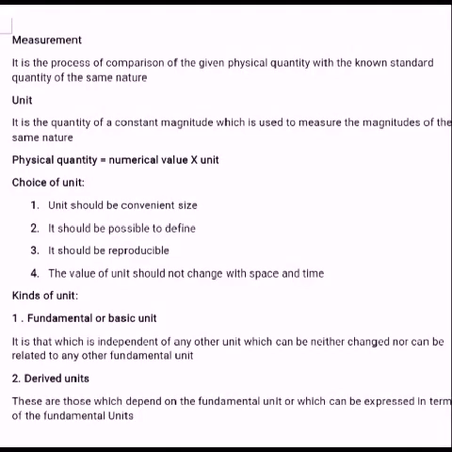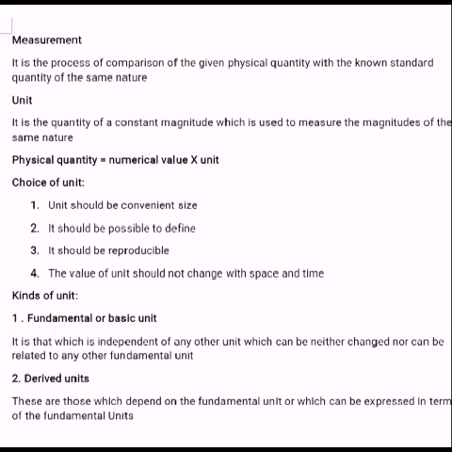Physics, like other branches of science, requires experimental studies which involve measurement. For the measurement of a physical quantity, we consider a constant quantity of the same nature as a standard, and we compare that quantity with the standard quantity. So, here measurement is the process of comparison of the given physical quantity with the known standard quantity of the same nature.